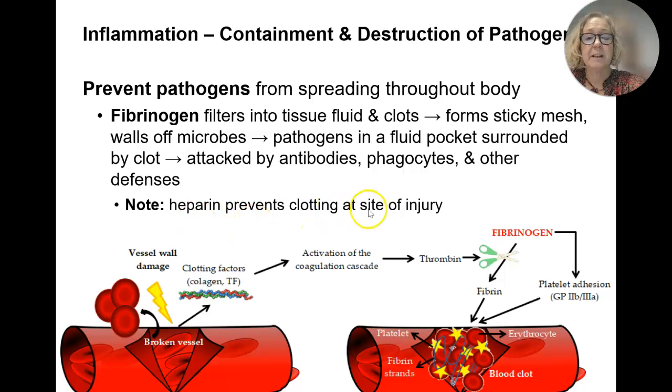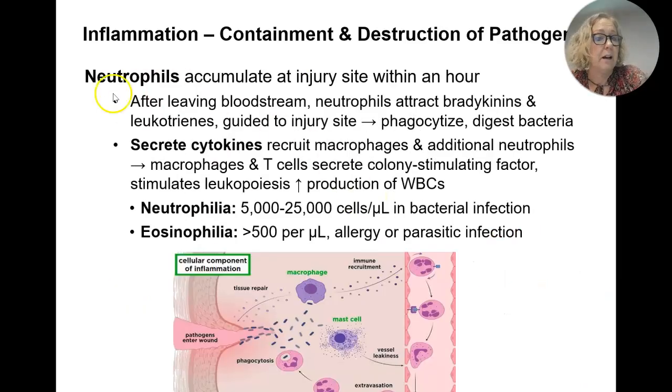Also, heparin prevents the clotting at the site of injury. So that's another situation that happens there. But the fibrinogen, which was really important in your platelet plug, is going to come back to us here and help us wall off those pathogens.